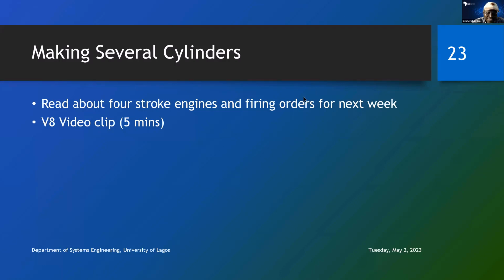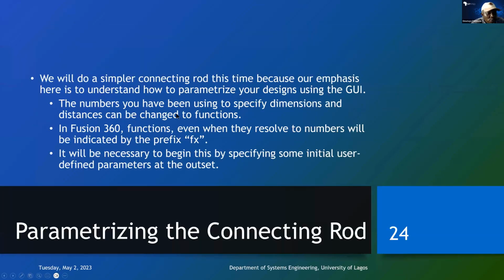Okay, let us move on. I will talk about that. I will give you what that is. We then did a simpler connecting rod. This time, the connecting rod we did when we were doing the parameterization is simpler than what we did before. Who can remember the fundamental difference between the connecting rod of the parameterized design and the connecting rod of the GUI design? What was the main difference?